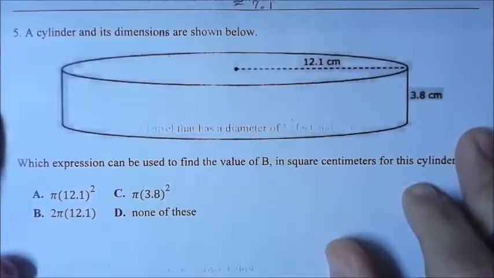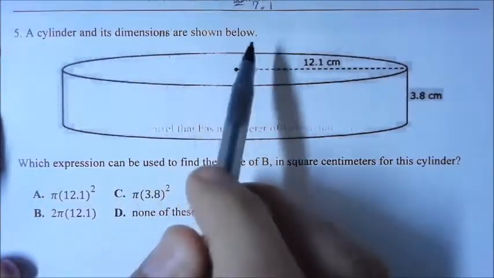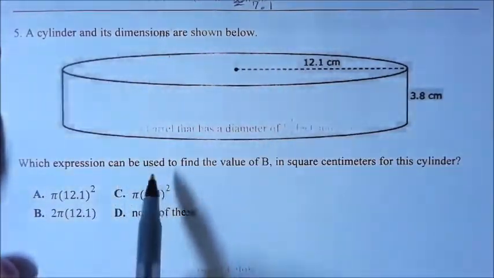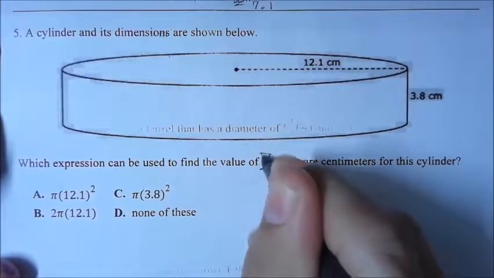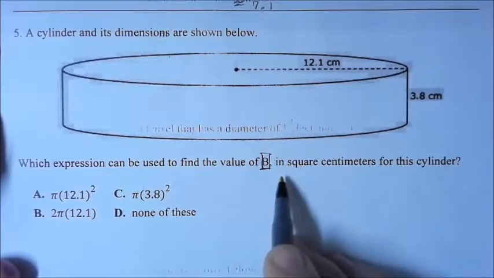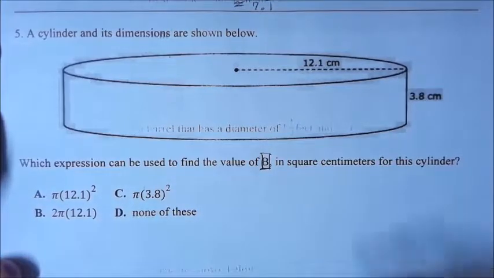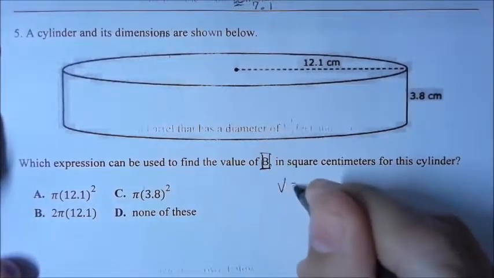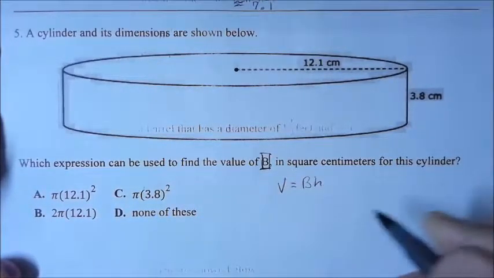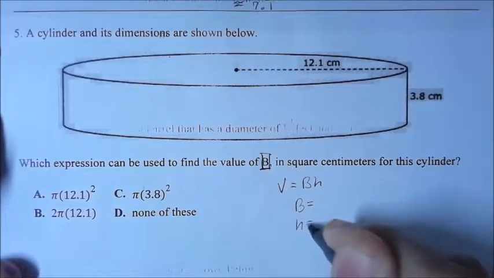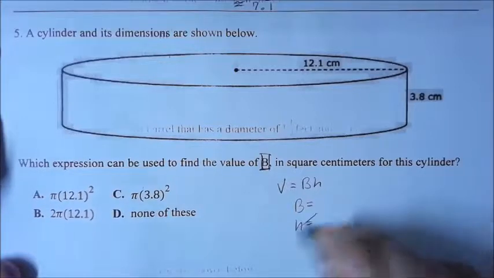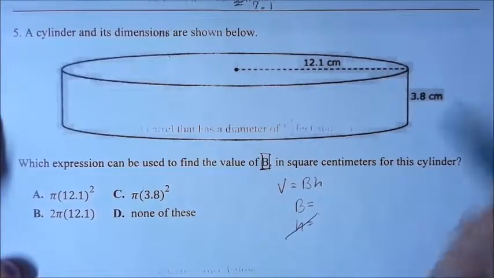The last problem says, a cylinder and its dimensions are shown below. Which expression can be used to find the value of B? Notice there's that big B. You box your variables. In square centimeters for the cylinder. Okay, well, this is easy. We have V is equal to big B times H, but we're only trying to find B. So that means we don't have to worry about H. It's not applicable.